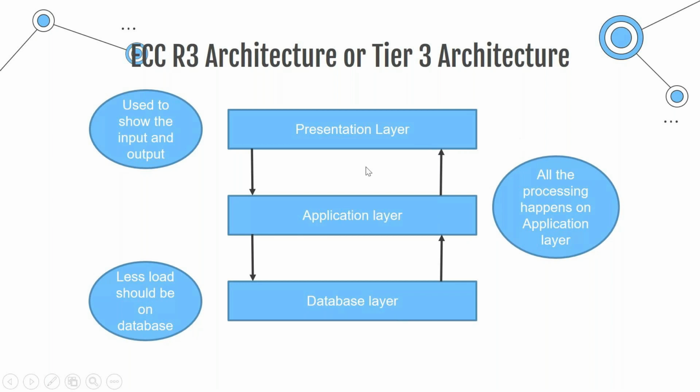Okay, so first from the presentation layer, we have to give the input. The input will be processed in the application layer. Then the application layer will hit the database. From the database it will fetch the records. Then the fetched records will be sent again to the application layer for further processing. After it is completely processed, the data will be sent to your presentation layer. So this is the cycle of how it works. It starts with the presentation layer and it ends with the presentation layer.